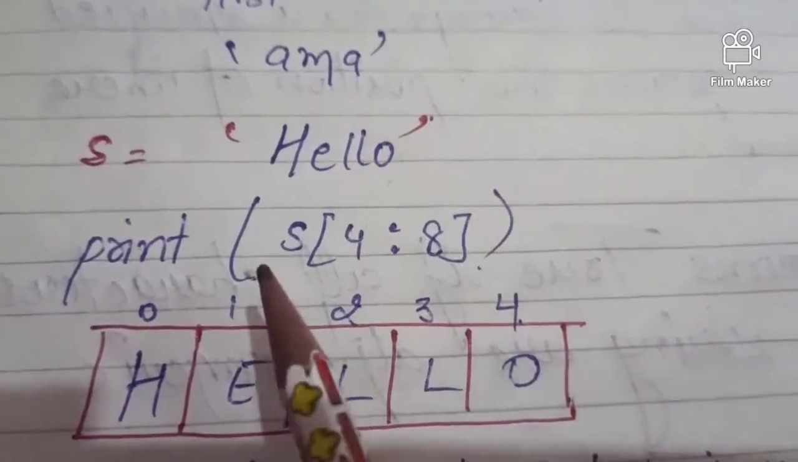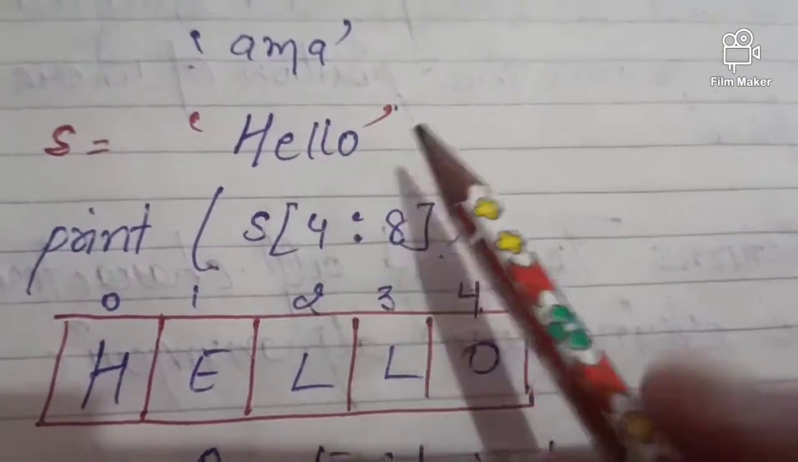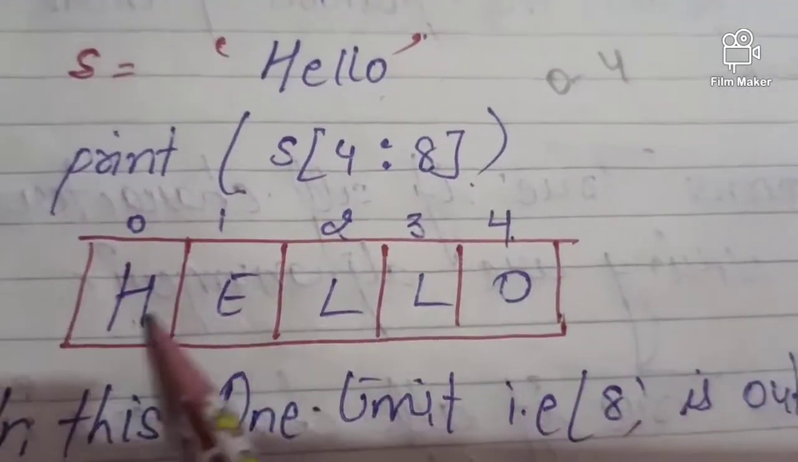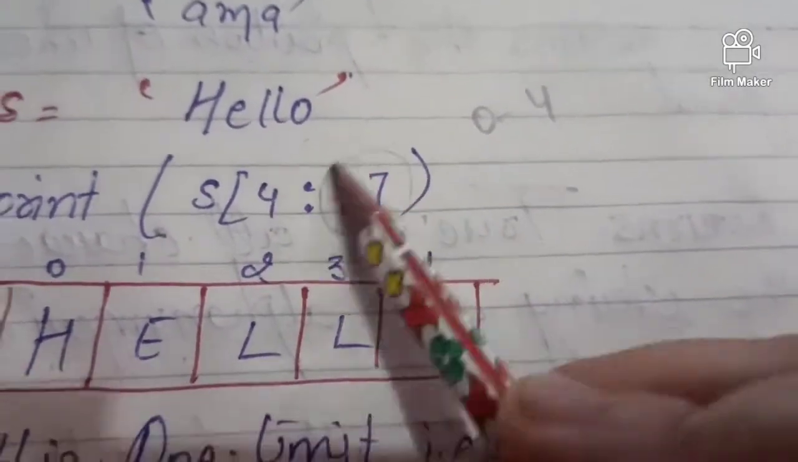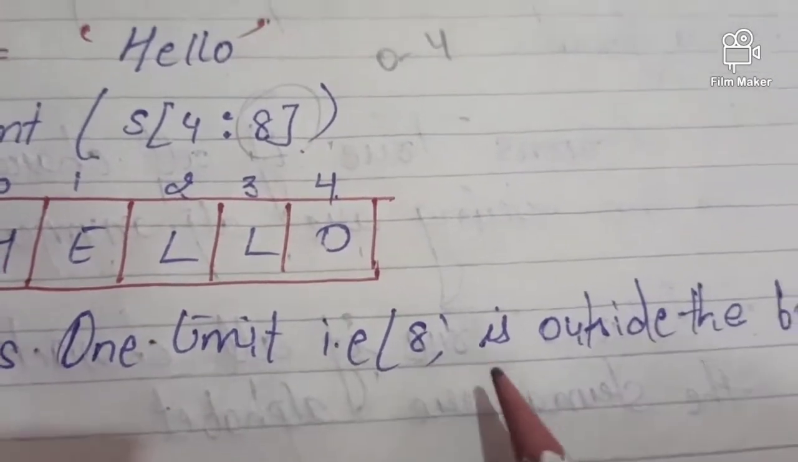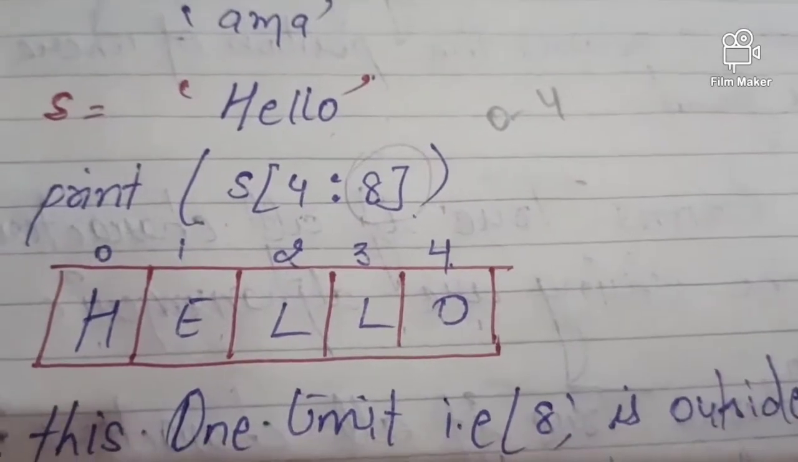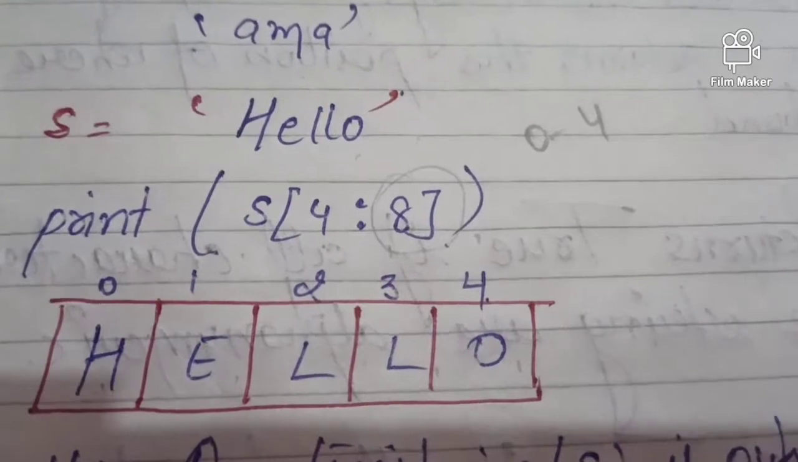Okay, now after that I have given the command print s[4:8]. Although we know that the range of our string indexes is 0 to 4, as you can see: 0, 1, 2, 3, 4. It means the first value is okay, but the last value is out of bound. In this one, the limit, that is 8, is outside the bound. Then what output are we getting? Let's check practically on the machine.